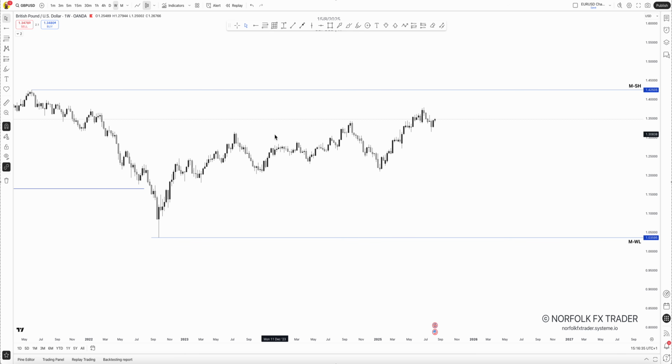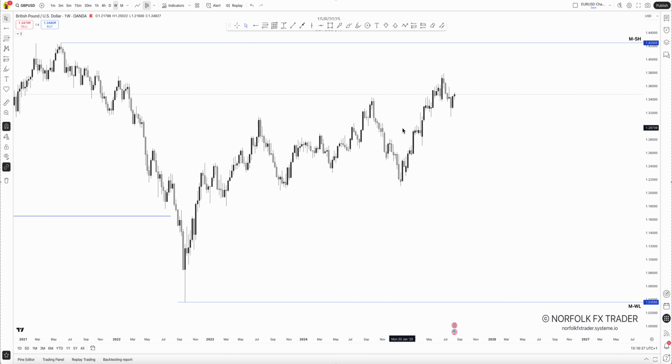So we go down to the weekly time frame. Now for the weekly time frame, the last break of structure, bullish, was right there.